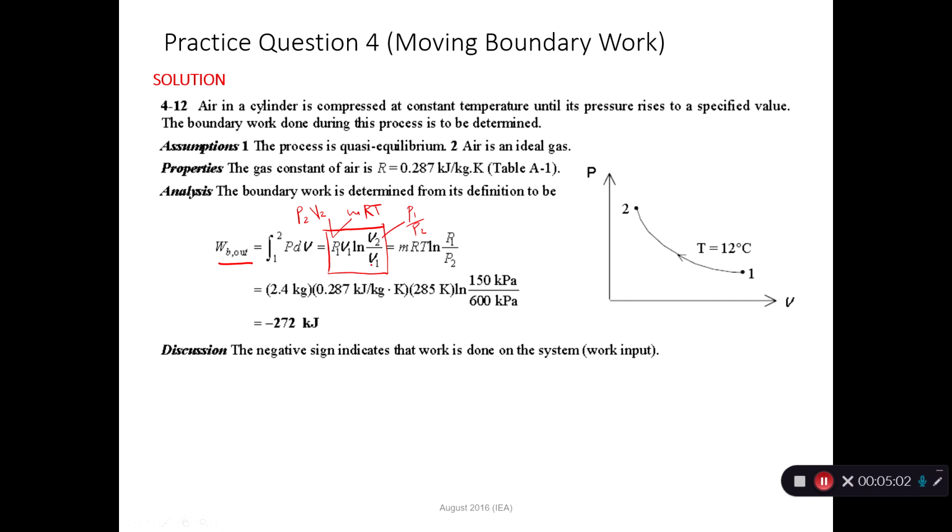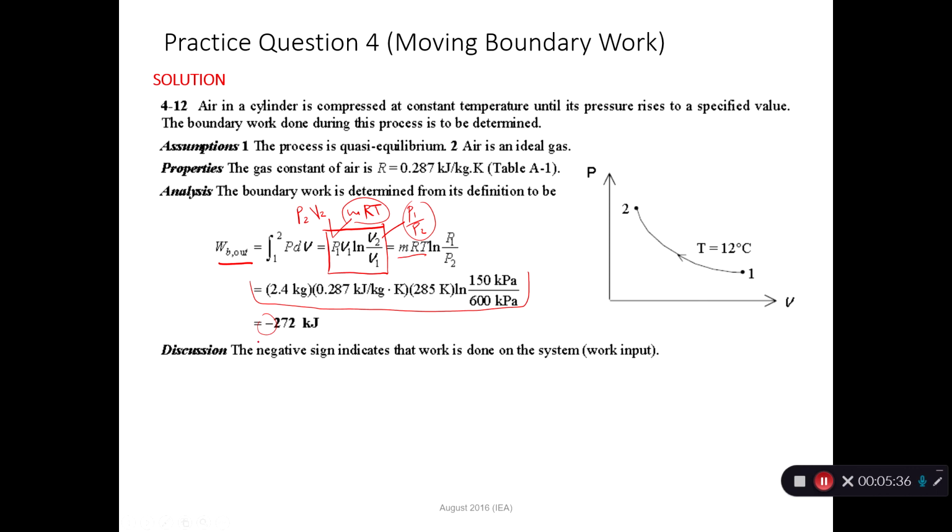If you're wondering how to know which one to use, because in this question looks like they use mRT here, okay, this and P1 P2, they're not using this at all. Why? Because these are the available information. You have m, you have R, you have T, you have P1 and P2. So use what you already have. Okay, so it should look like this, and then you can solve and you get this answer. So it's a negative because it's compression.